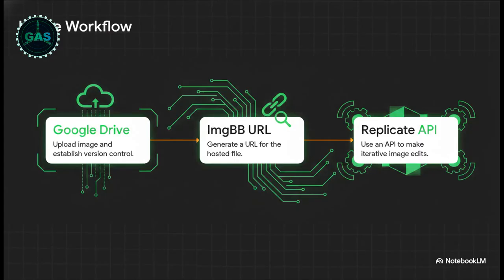To completely demystify the magic and look under the hood for a second, let's walk through the step-by-step technical workflow. When you send an image via your Telegram interface, the system first uploads it directly to Google Drive and renames it to strictly establish version control. Next, it passes that file through a hosting service, like ImgBB, to generate a clean, accessible URL. And finally, it uses that specific URL to make an API call to a highly powerful processing hub like Replicate, which handles the actual complex visual manipulation. It's literally a brilliantly structured automated assembly line for your digital assets.